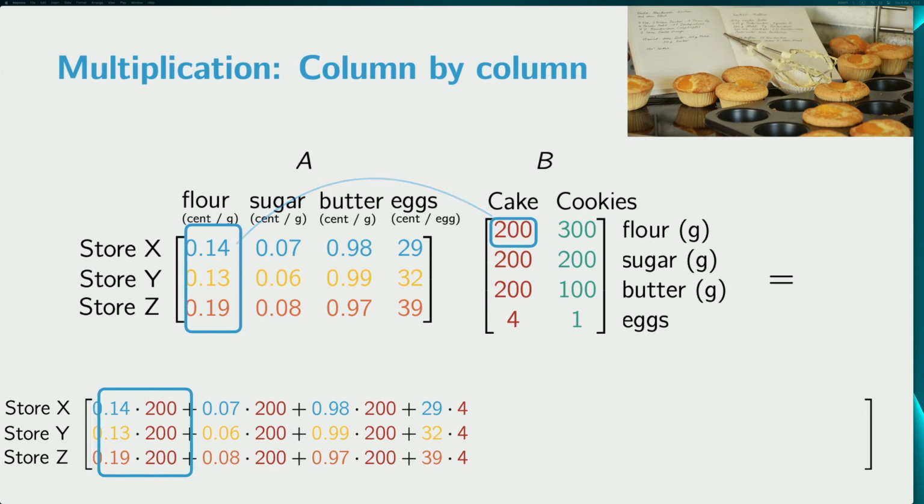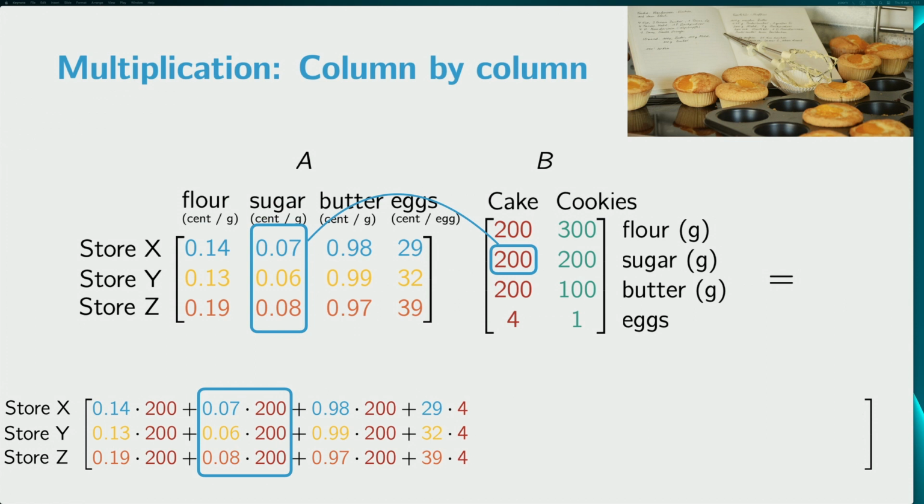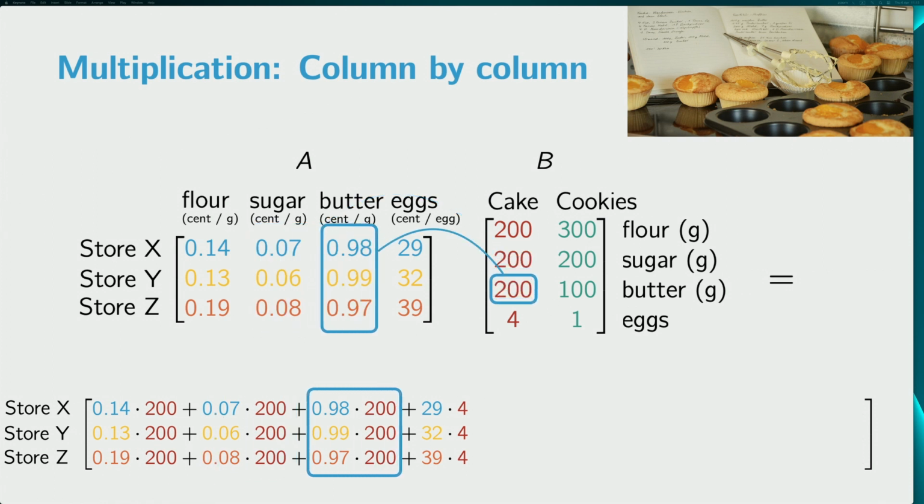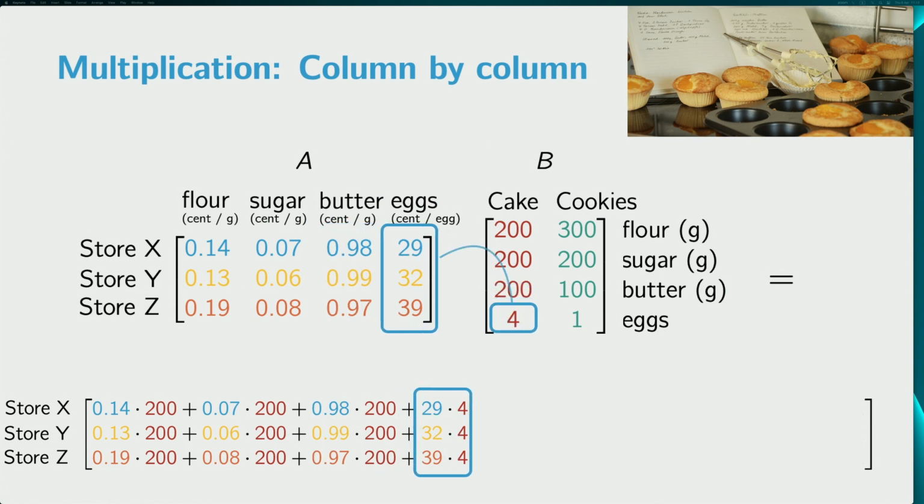The second column of A contains the price per gram of sugar at our 3 stores. This column is multiplied by the amount of sugar in our cake recipe. We obtain the 3 possible prices to buy the needed sugar. Likewise, 200 times column 3 gives us the price of the butter, and 4 times column 4 the price of the 4 eggs. Adding all this, we obtain a vector in R3 that lists the price of the cake ingredients for each of our 3 different stores.